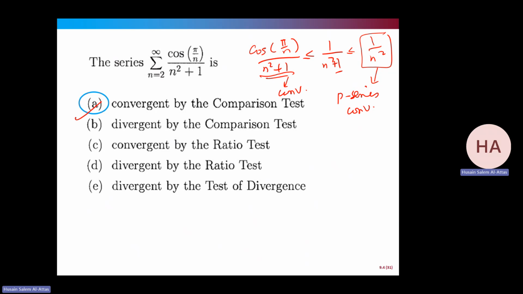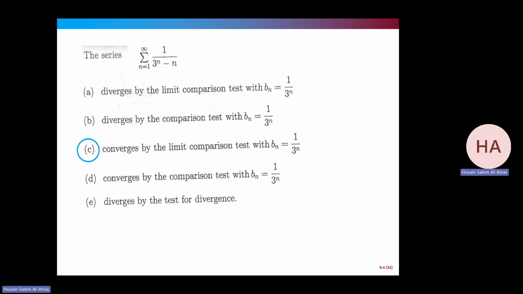This is convergent by the comparison test. I mean the series converges. I'm talking about the series here. So the series of this converges by the comparison test. And this is my answer. Next, 1 over 3 to the power n minus n.